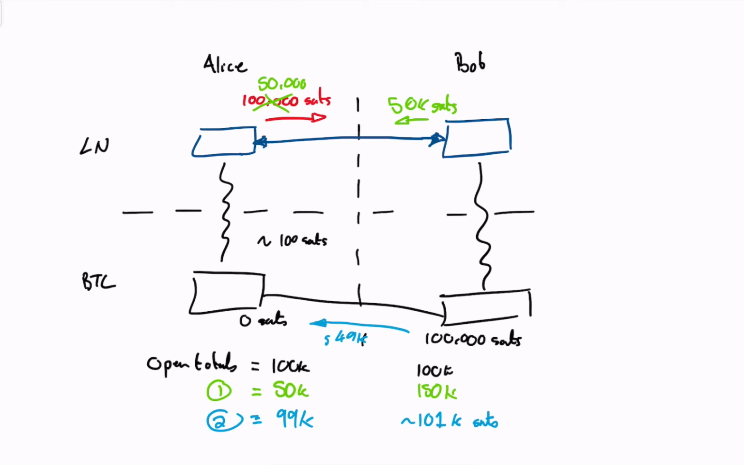We can kind of see how this works. So the money flows through Lightning to Bob. Bob reciprocates with an on-chain fee back to Alice.